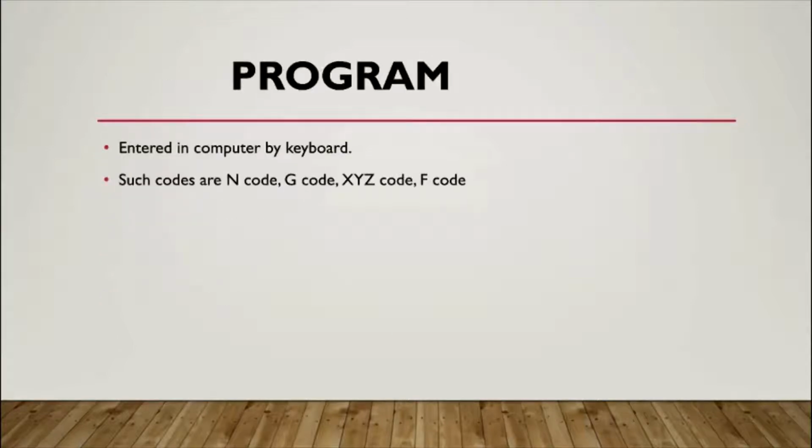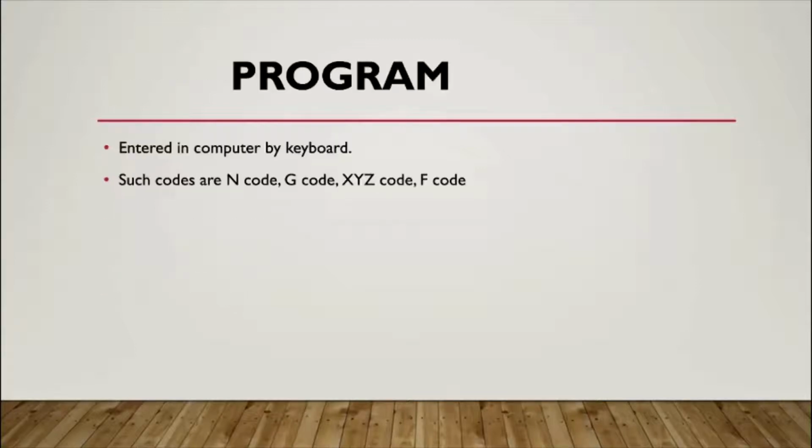The first one is the program. The program is entered into the computer by the keyboard when it is written by a human. If the program is converted by the CAM software, then it is put directly into the computer. N code, G code, XYZ code and F code are used to control the devices and the system.